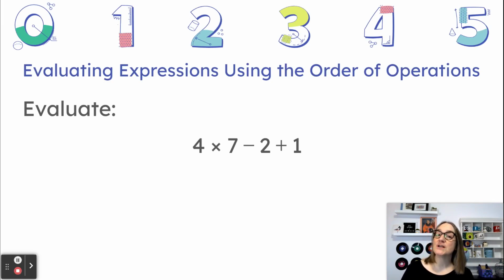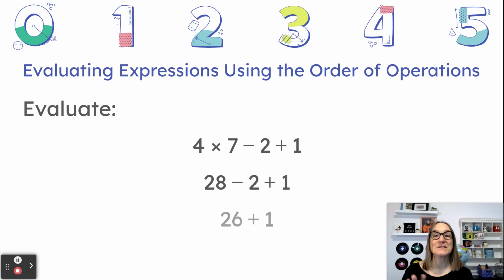Do we have division and multiplication? Yes, we do. We have multiplication, and we need to do that first in order from left to right. So our first operation is 4 times 7. So that leaves us with 28 minus 2 plus 1 as our more simple expression. Our next step is to do 28 minus 2, and that's because we only have addition and subtraction left, so we do them in order from left to right.